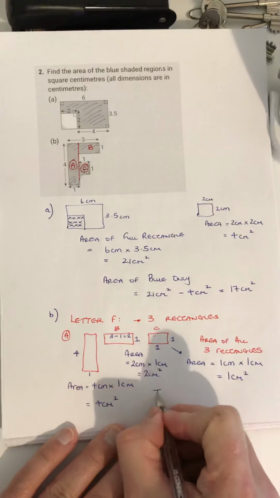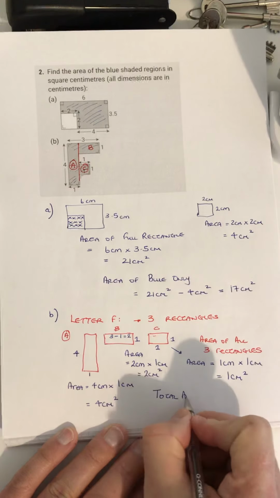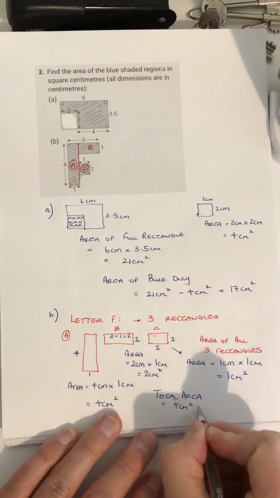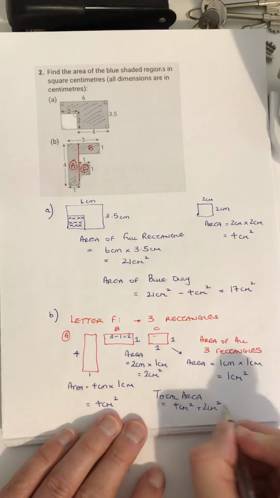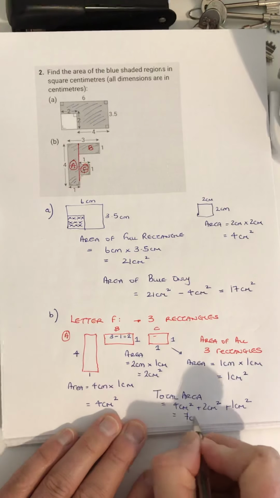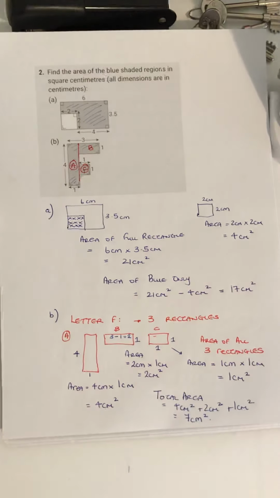So to find the total area will be 4 centimeters squared plus 2 centimeters squared plus 1 centimeter squared, which is equal to just 7 centimeters squared. Okay?